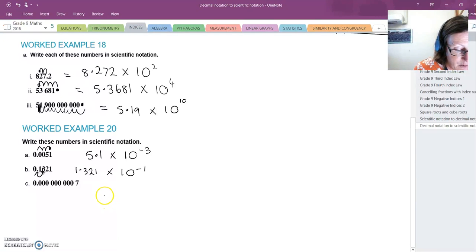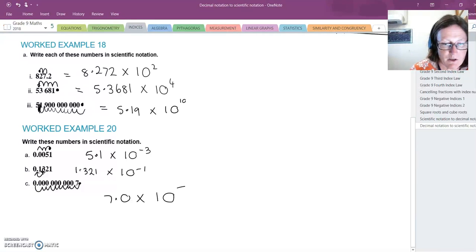In my last example, to make it a number between 1 and 10, I put the decimal point here, because that makes it 7.0, or 7. So I'm going to write it as 7.0, just so you can see that. And I have to times it by 10 to the power of what? Well, I jump in a negative direction, and I jump 1, 2, 3, 4, 5, 6, 7, 8, 9, 10 to get back to where it originated, so 10 to the negative 10.